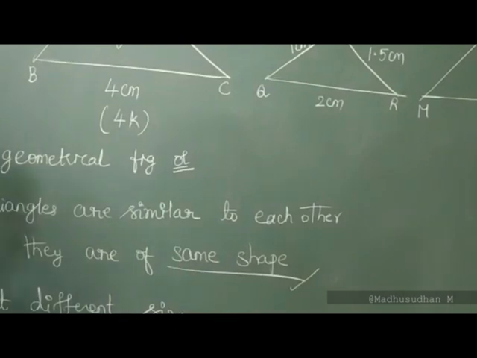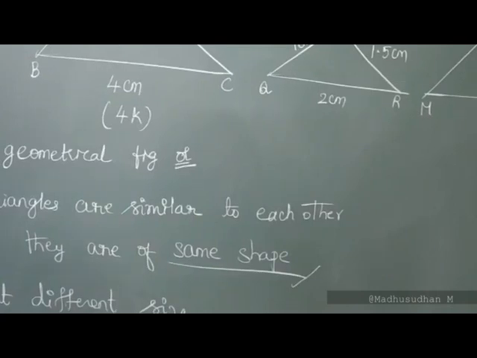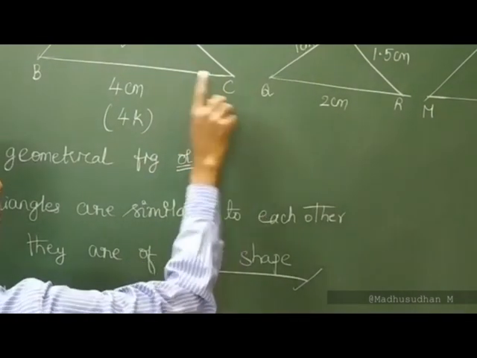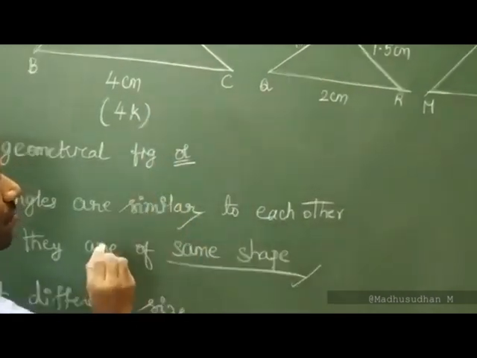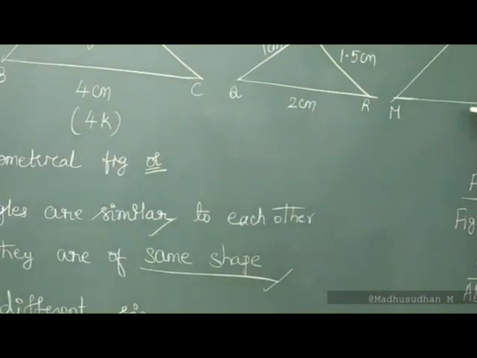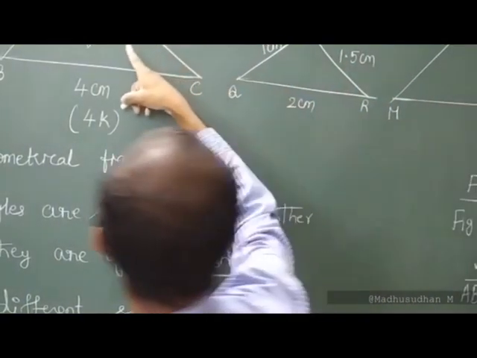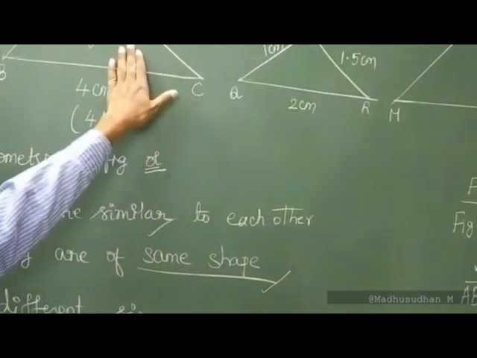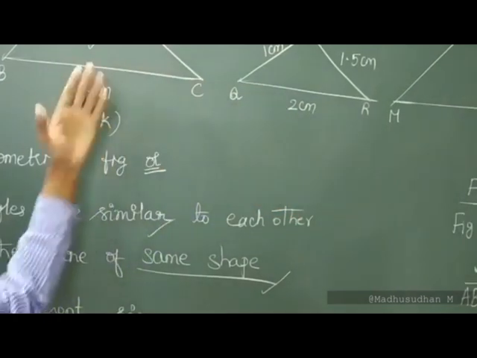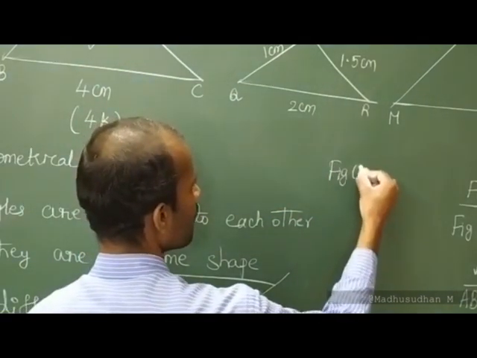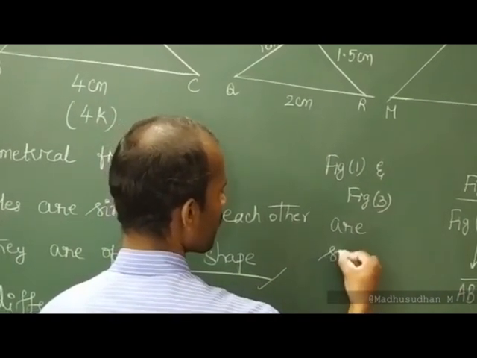Same shape and different size. So this is the definition for similar triangles. When I consider two triangles, when they are of the same shape and different size, these two triangles are called similar triangles. So in comparison with these two now, we have the same shape here, and even with figure 1 and figure 3 now. With figure 1 and figure 3, we have the same shape but different size. Therefore figure 1 and figure 3 are similar triangles.